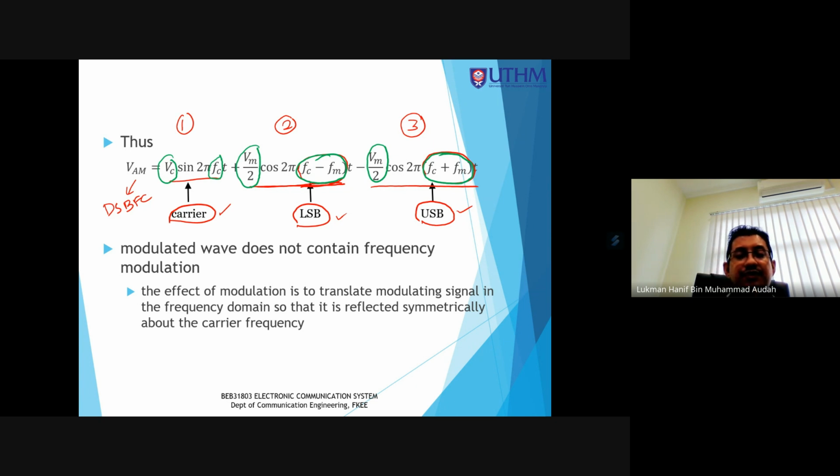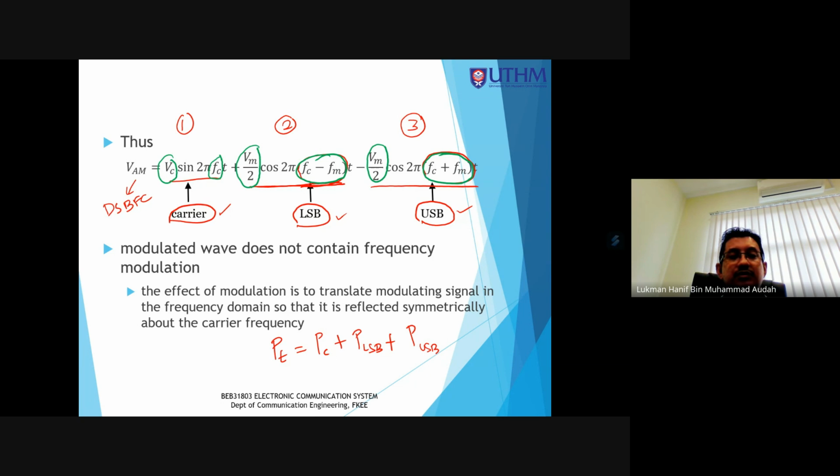For double sideband full carrier, class, the total power, since we have three components, is equal to the summation of power from each component. That means we have PC, the power of the carrier, plus the power of the lower sideband, plus the power of the upper sideband.